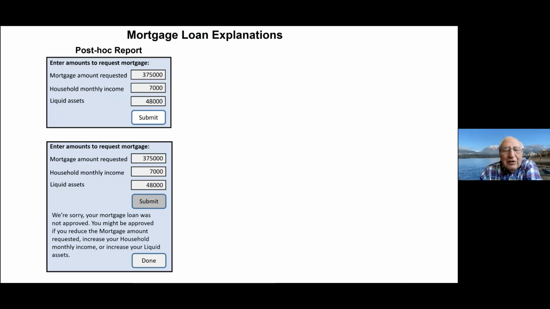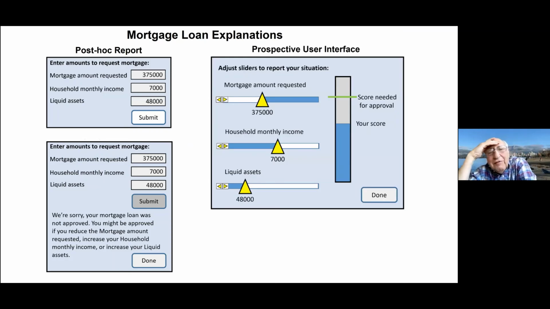And so the alternative that I propose is a prospective user interface that supports exploration, where you get 3 sliders and you can change the amount that you request in your mortgage. And as you do that, on the right-hand side, that vertical bar, the blue bar goes up or down, getting closer or further away from the green line of the score you need to get approval. And you can see in that slider case, the less mortgage money you request, the smaller amount you request, you get more blue. But if you have higher monthly income, you get more blue. And if you have higher liquid assets, you also get more blue.